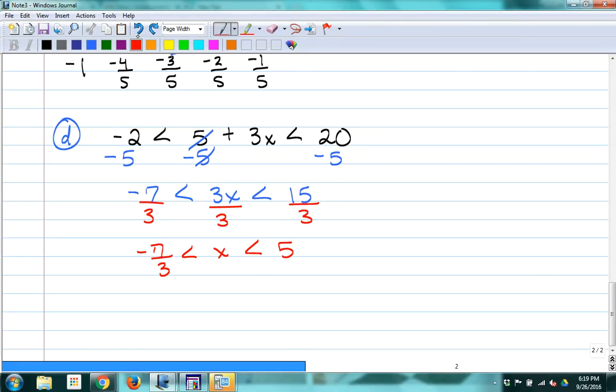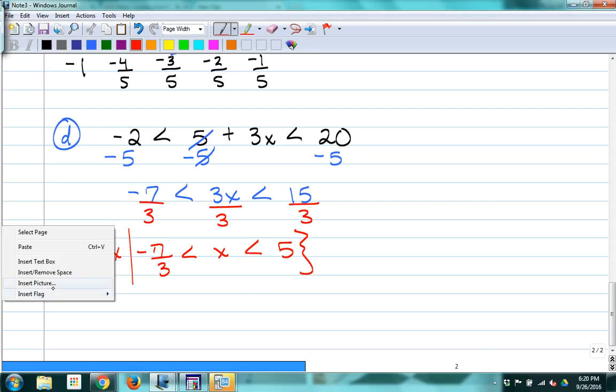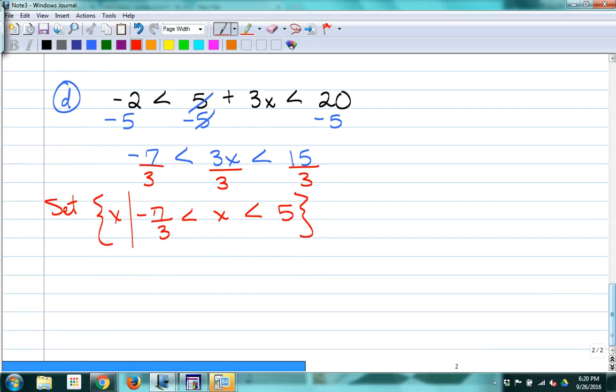All right, so there's our set builder. You can just build that around that if you want to, because that's what it is. You just put your brackets and the bar and the x, and you're in set notation. And then to get the interval notation, we got parentheses, and then the smallest number is -7/3, and it goes to 5. We don't have an infinity in this one.